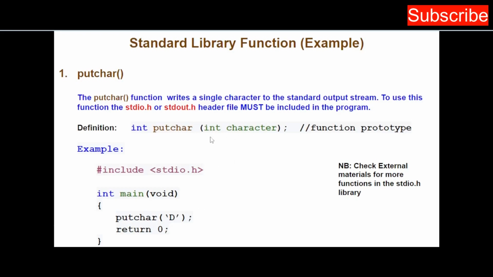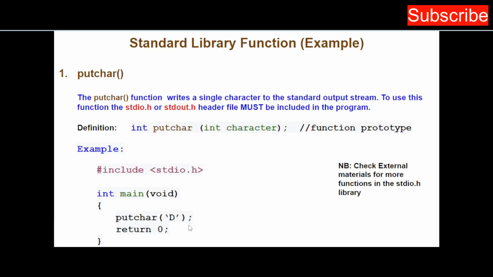Now every character has an equivalent integer value, and we call those values the ASCII values, or ASCII codes, of the character. So the equivalent character value of D is what is going to be returned. That's why we're using integer. You just have to know why it takes in an integer. Even if it's a character you are putting there, it is going to take in the equivalent value of that character.